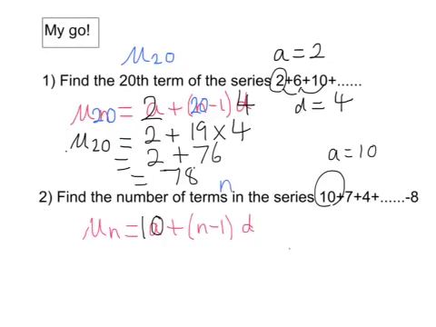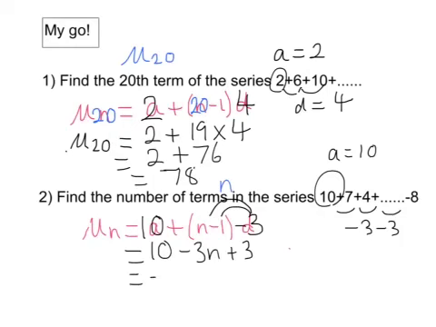So the first term is 10. The second thing we know, if we look at the difference, is that they're going down by minus 3 each time. So the difference is minus 3. Okay, now let's see what we've got on this right-hand side so far. 10 plus, okay, so if we times that out, we'll actually have minus 3n, and minus 3 times minus 1 is plus 3. So far we've got minus 3n plus 13.